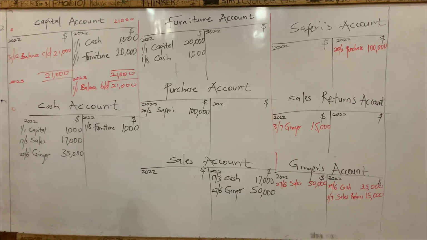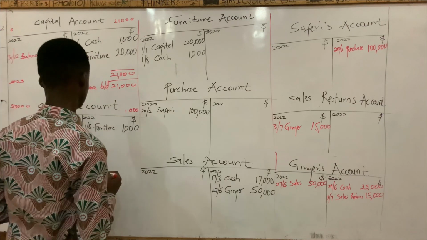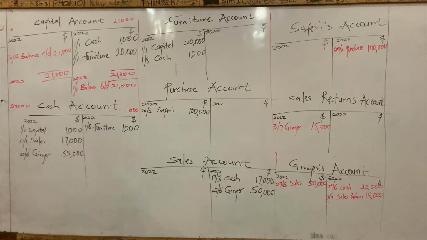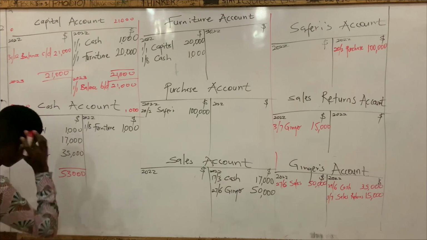So the total debit entries of this cash account is $53,000. So it will be dotted somewhere. That of the credit entries total is also $1,000. So after this, we are to close off both sides with a higher total. So we will rule a line and we will close off both sides with $53,000.